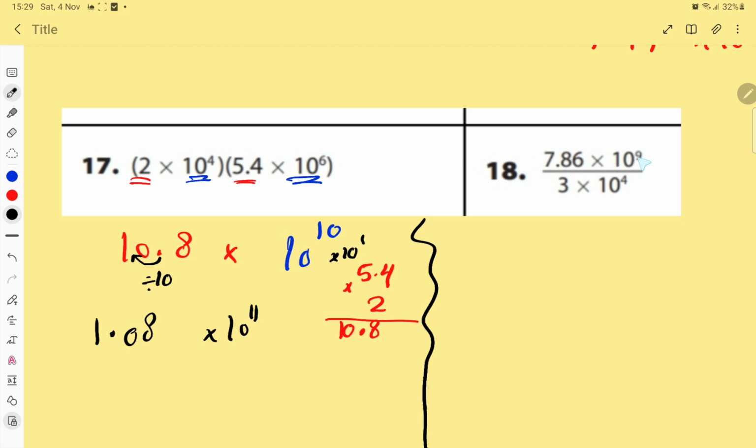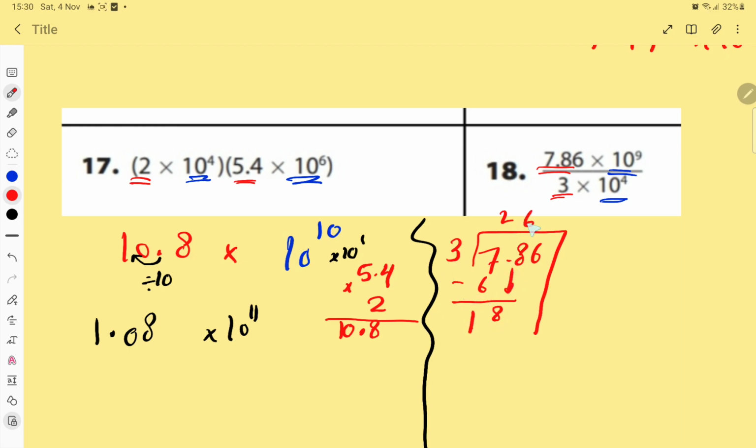Division. We also divide the tens together and we divide 7.86 divided by 3. Long division. 2 times 3 is 6. 7 minus 6, 1. Drop the 8. 18 divided by 3, 6. 6 times 3, 18. Subtract 0. Drop the 6. 6 divided by 3 is 2. So the answer is 2.62. Why? Because I keep the decimal point in the same position.